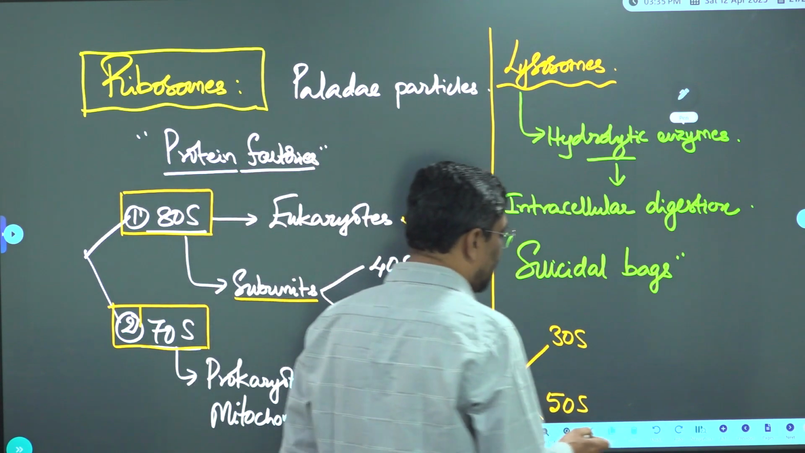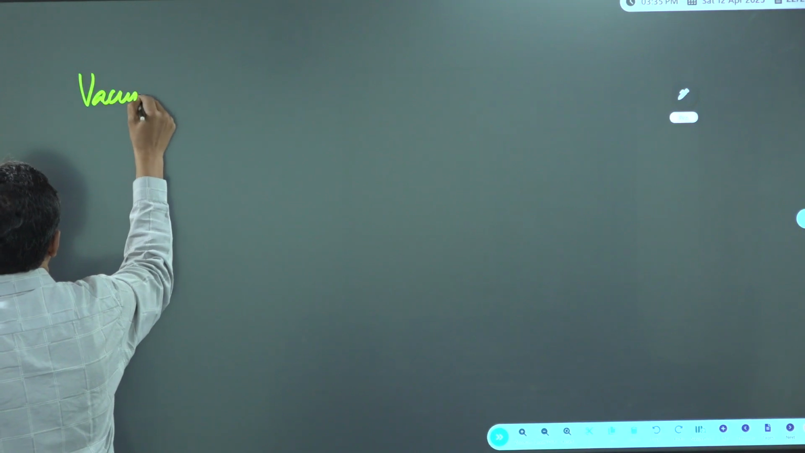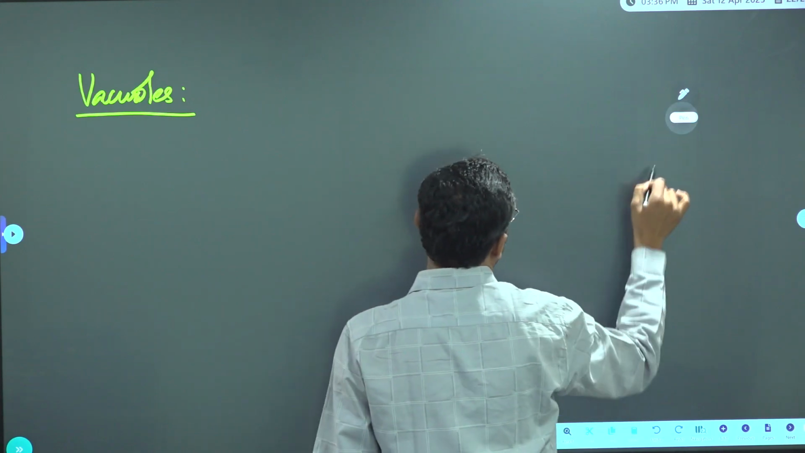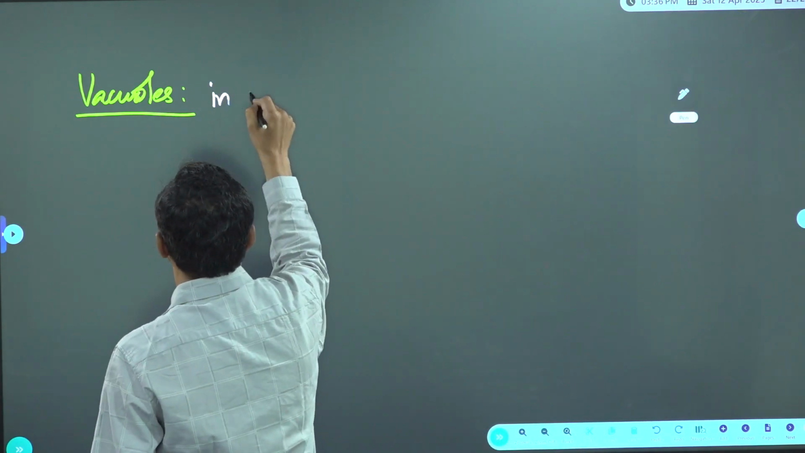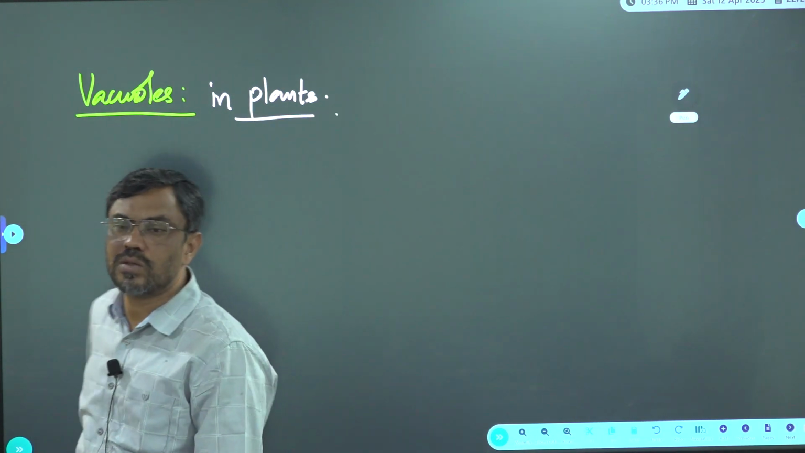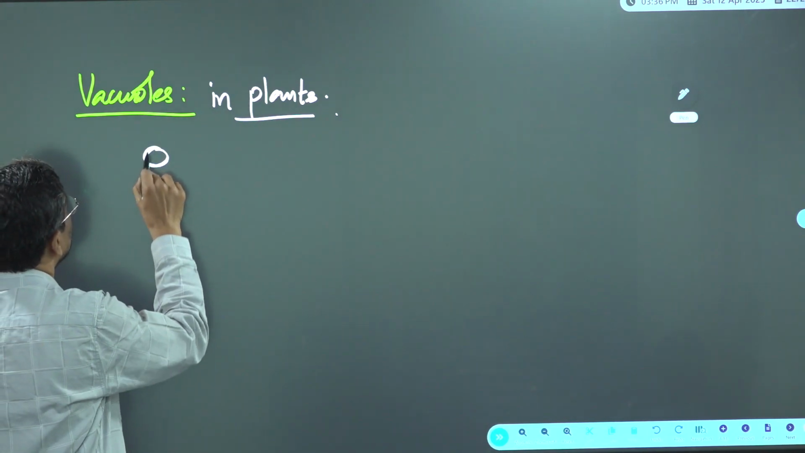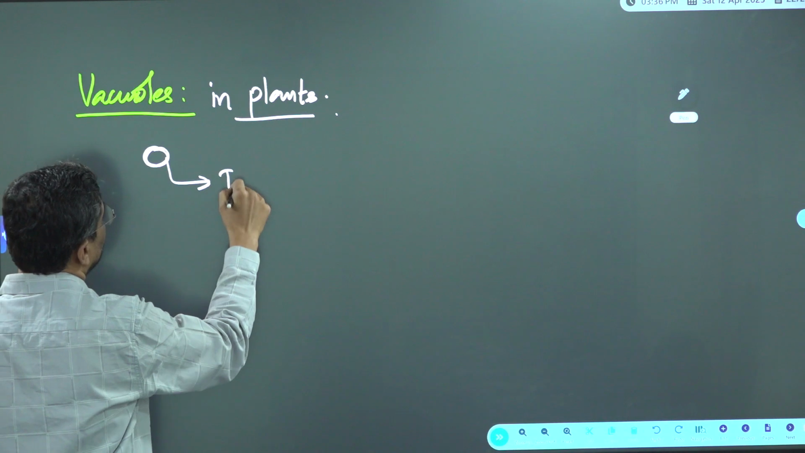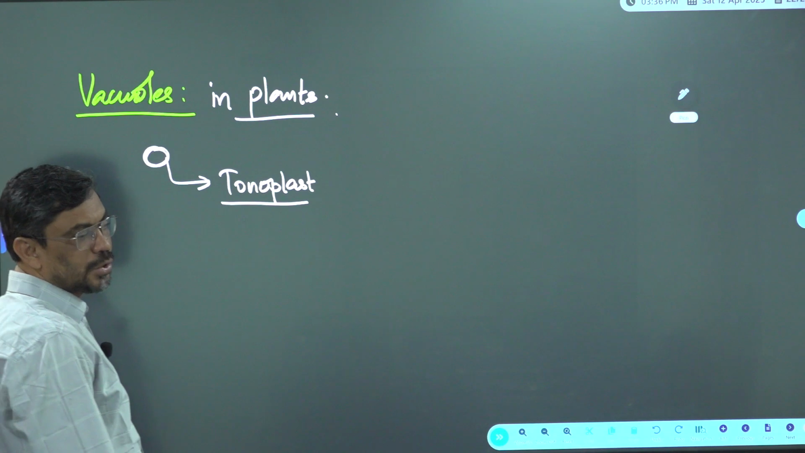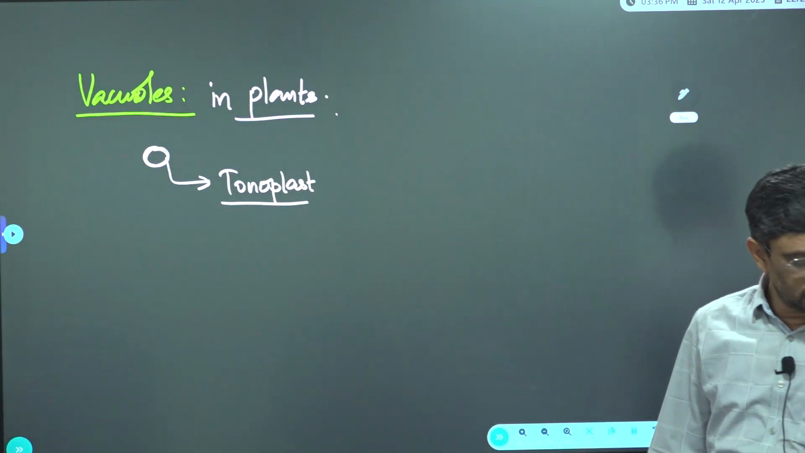Next, vacuoles. These are mostly present in plants. Vacuoles are rounded structures. They are surrounded by a membrane called the tonoplast. The membrane surrounding the vacuole is called the tonoplast.